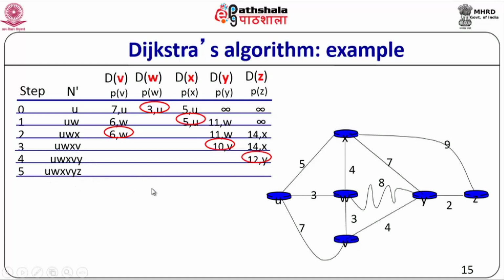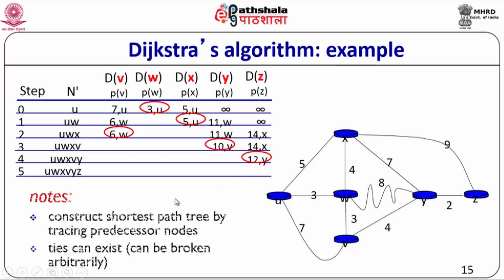So your algorithm stops here, and you have got the least cost paths to all the nodes that are there in the network. The ones that are circled here are the least cost distance, and the path is specified by which neighbor you have to go through. So W here, U to go to W, U to go to X, V to go to Y and Y to go to Z. So this is the complete information that is available for us.